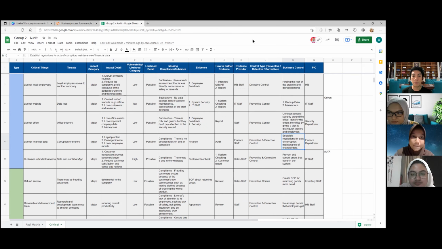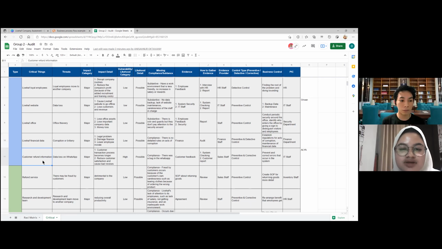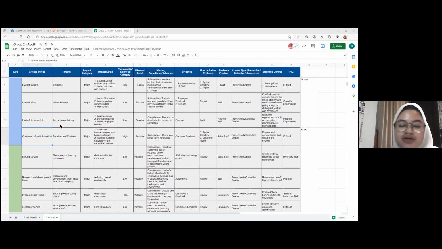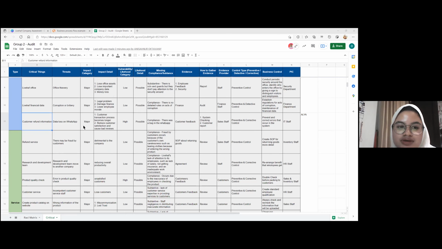Okay, so the last critical asset of Livehaf is customer refund information, and the threat that might happen is data loss on WhatsApp. Why WhatsApp? Because as Orivan mentioned in the business process before, Livehaf manages their customer refund information through WhatsApp, and the impact category of this threat is major.